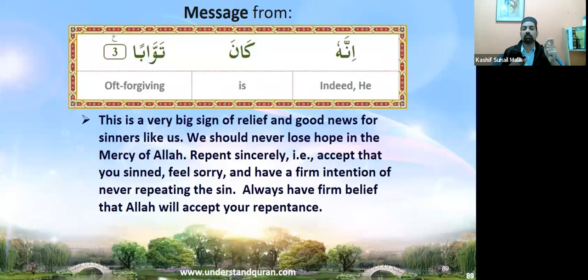So brothers and sisters, the right way of doing tawbah is to repent sincerely, accept that something wrong has been done by me, and feel sorry for it. Have a firm intention and a commitment that you will never repeat this sin. And then repent to Allah, turn to Him, with the firm belief that Allah will accept your repentance. So, taba, he repented. Tawwab is the one who repents again and again. And Allah is Tawwab, He forgives again and again.